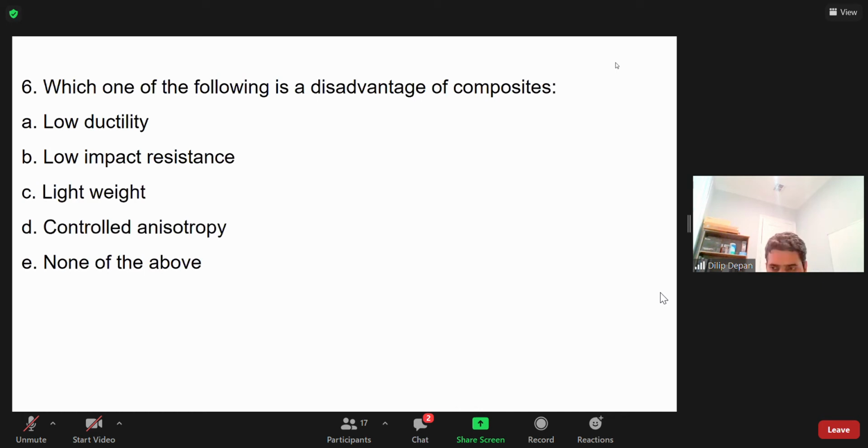Now, lightweight is not a disadvantage, because lightweight is even better, because you can use it for many applications. Controlled anisotropy is also an advantage of composite materials, because we can control the mechanical properties by aligning the fibers in a preferred direction. So the correct answers here are A, low ductility, and B, low impact resistance.